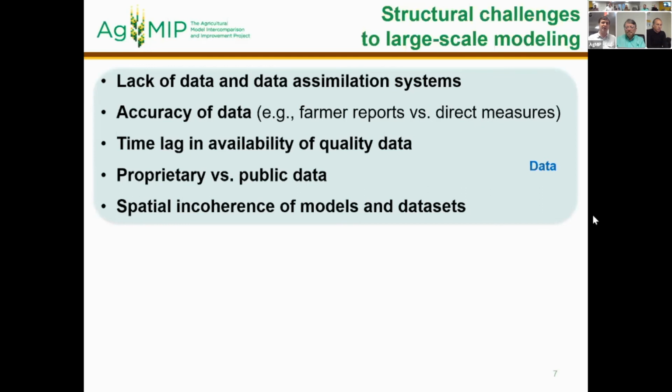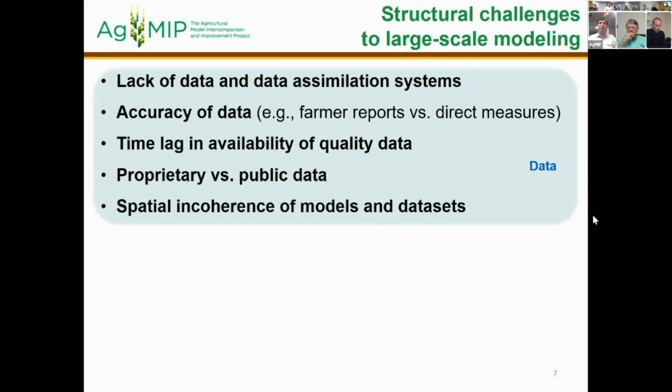For example, in many cases, we just don't have the data or the data assimilation systems to make use of what's out there. We also have heard several times this week that the accuracy of data is a challenge. So for example, what we hear in farmer reports might not be the same as what you get in direct measurements of those fields. There's also a time lag in the availability of quality data. It might take more months to process the data and make it publicly available than the interventions that you might be testing would need to be implemented.